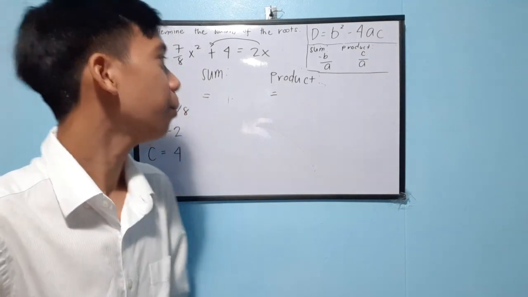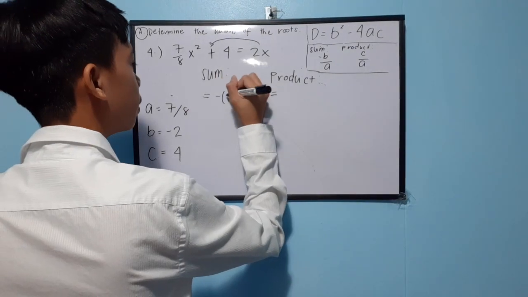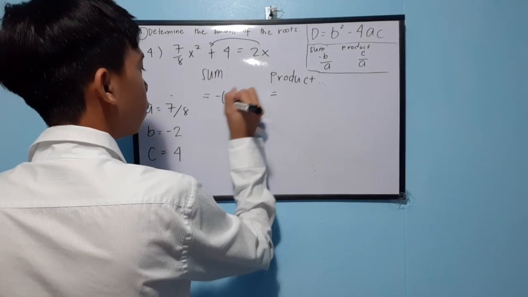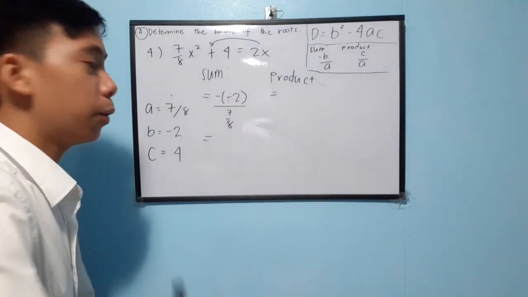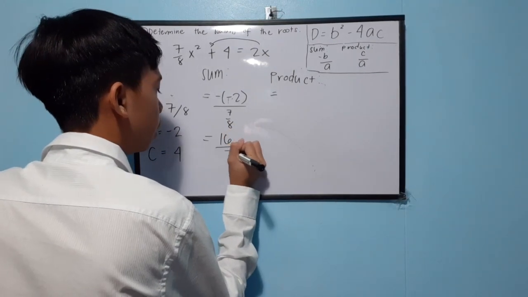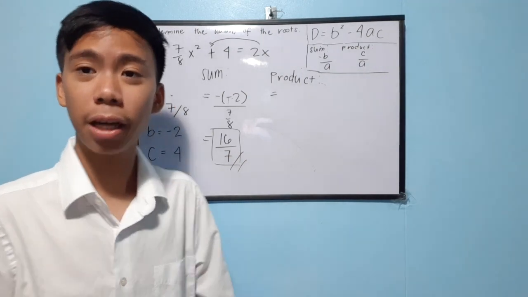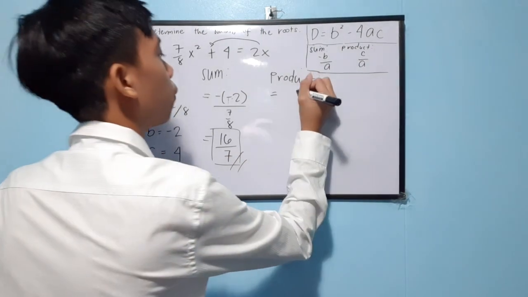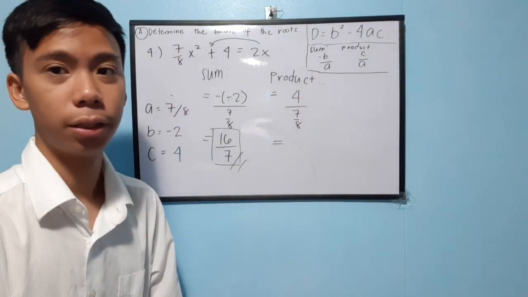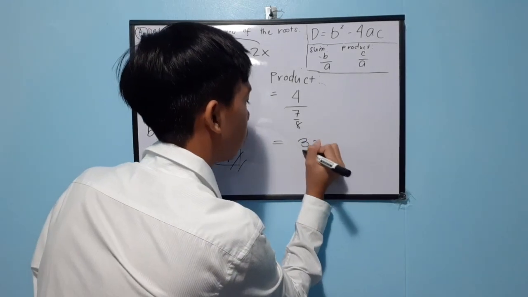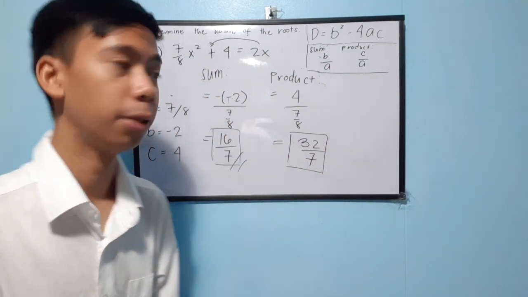Now we need to find the sum and product of the roots. So for the sum, first we need to put negative times negative 2 over 7 over 8. The answer for this will be 16 over 7. This will be the final answer for the sum. Now for the product, we need to put 4 over 7 over 8. So the answer for this will be 32 over 7. This will be the final answer for the product.